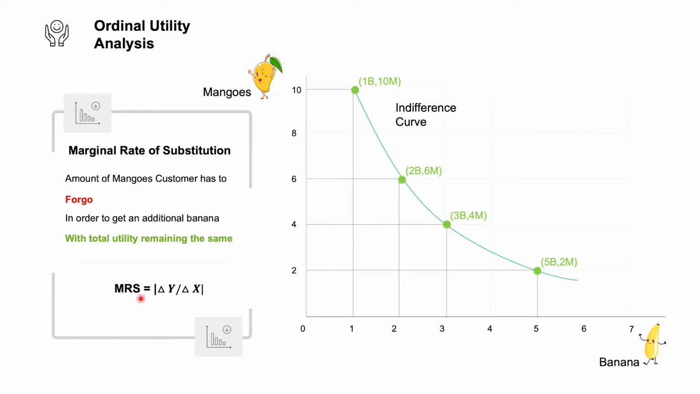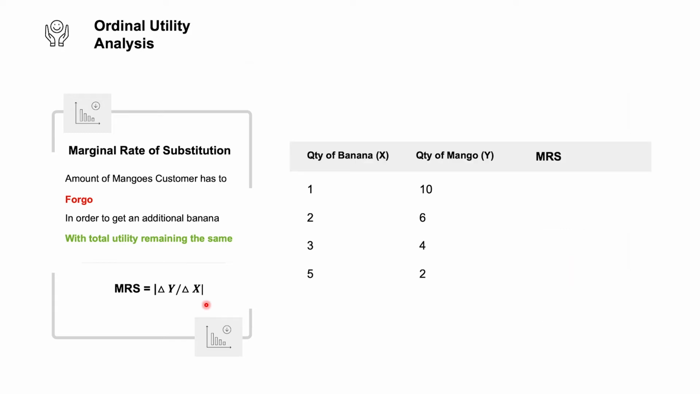Marginal rate of substitution is equal to del y by del x. Del y is nothing but the change in the amount of mangoes by the change in the amount of bananas. Let's apply it to this problem. This is the quantity of banana and this is the quantity of mango. Marginal rate of substitution is not applicable in the first case. In the second case, what happens? What is the change in the mango? 10 minus 6, 4. 2 minus 1, 1. Right? So now guess the second marginal rate of substitution. Here, change in the mango, 2. Change in the banana, 1.